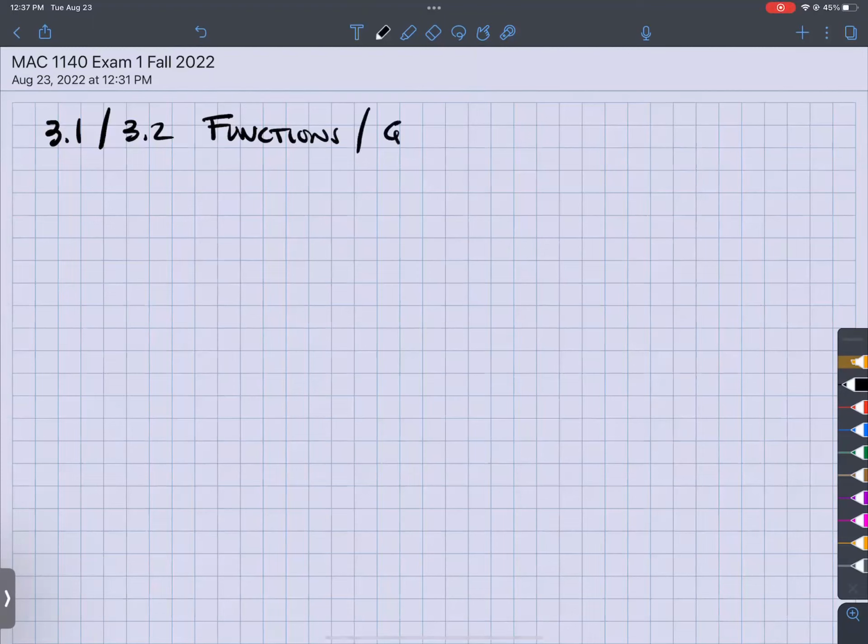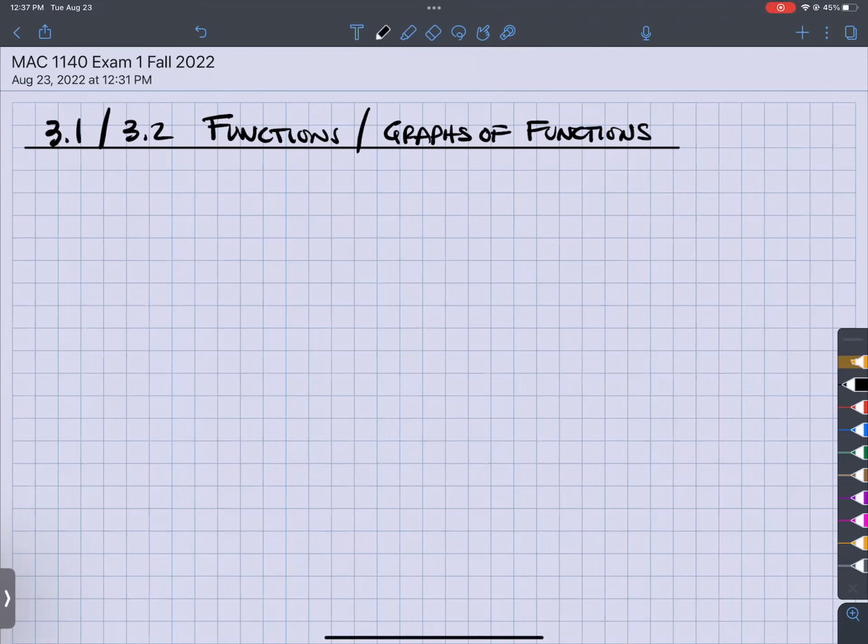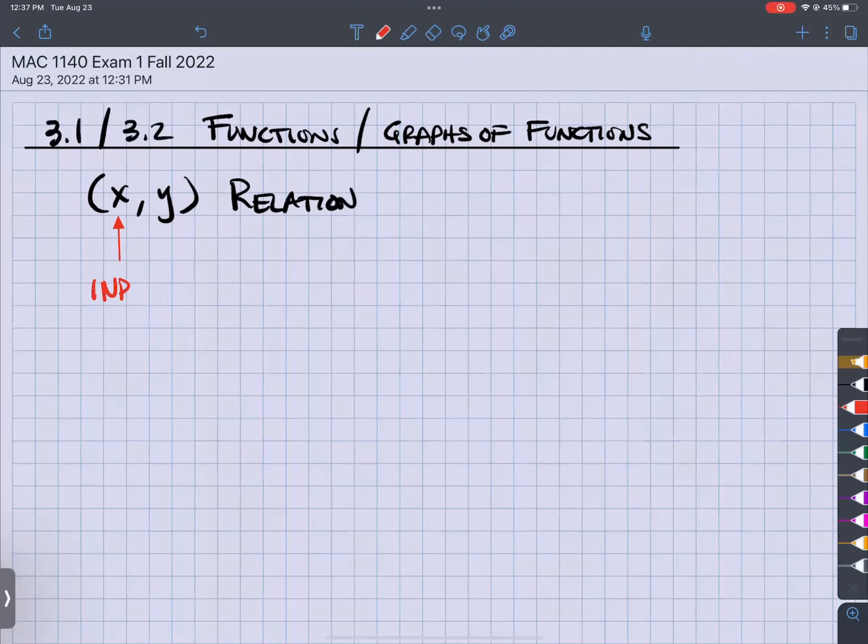Functions and graphs of functions. So you guys already know when we use the x comma y that this is a relation. Right? There's a relation because there is an input and there is an output, right? We have an input, the x here is my input, which is known as my domain, which my domain is all possible x values.